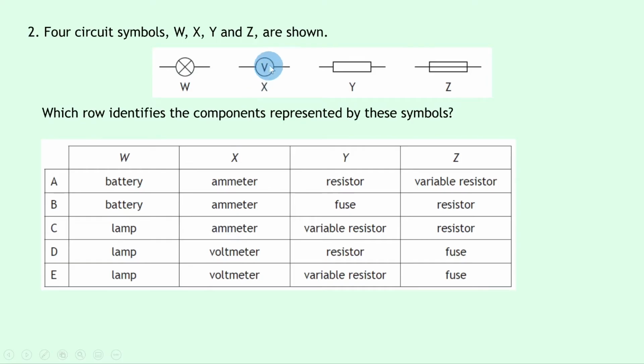Remember the capital V inside the circle, that is your voltmeter for X. This box shape has got to be your resistor, and the box shape with a line straight through it represents the fuse. And remember that line going through represents the thin wire inside the fuse. So for W, X, Y and Z we had lamp, voltmeter, resistor and fuse. So we need to look for that combination here. So we have lamp, voltmeter, resistor and fuse for D.